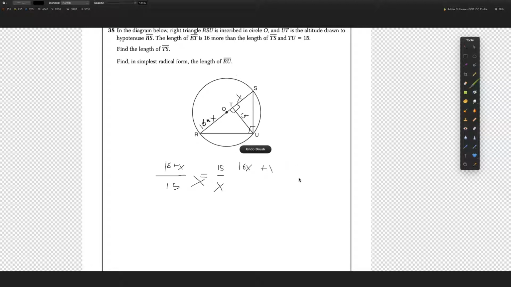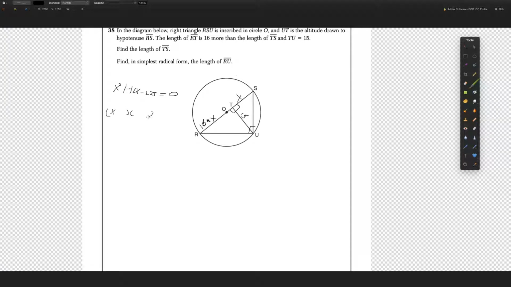Okay, now let's rewrite that. We got x squared plus 16x is equal to 225, right? Now, since it's a quadratic equation, I'm going to have to take that 225 and subtract it. I'm just going to write it as it is equal to 0. Now I take the roots of this equation, x and x over here.